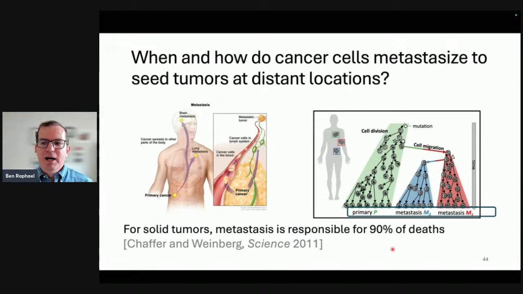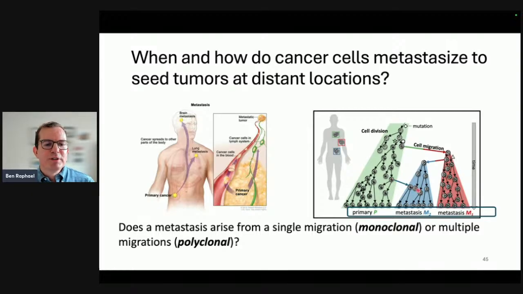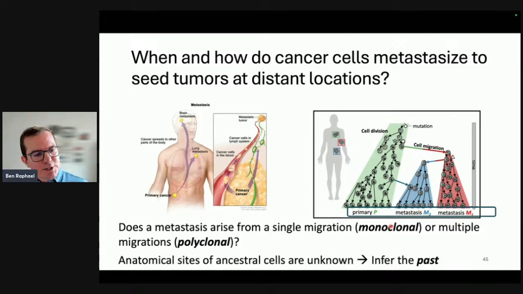And we could ask, for example, is a metastasis founded by a single migration, a single event where a cell left the primary tumor, migrated to a distant anatomical site and started that tumor? Or is it perhaps a result of multiple such events? And so this is called whether the metastasis is monoclonal, there was a single founder clone, or perhaps multiple clones, or polyclonal. And so, I think the prevailing assumption until 10 or so years ago was that all metastases were monoclonal. But then once there was sequencing data, cancer researchers started to look into this, and they started to actually try to infer past migrations.